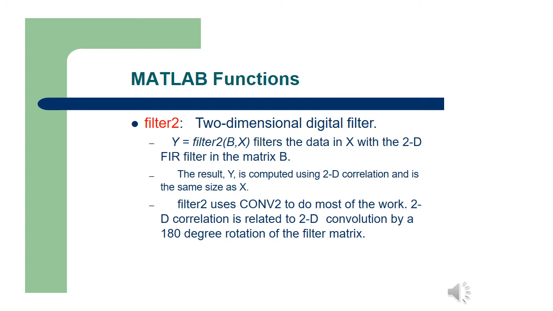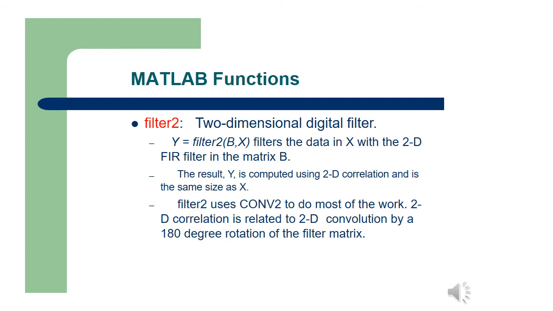Another MATLAB function is called filter2, and it is a two-dimensional digital filter. It filters the data in x with the 2D FIR filter given by the matrix B. So the matrix B filters the data in the x direction by applying a 2D FIR filter. As the result, it computes using 2D correlation, and the result is the same size as x.